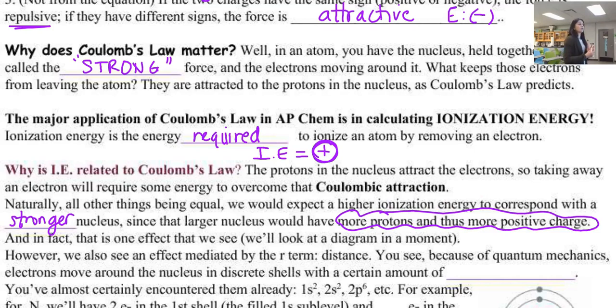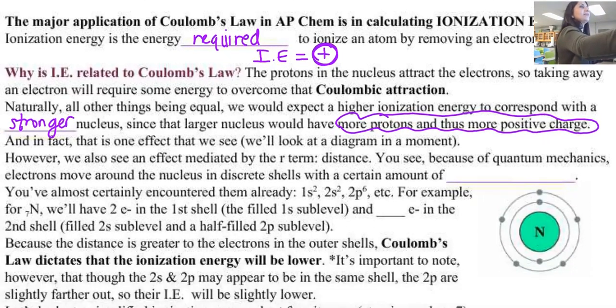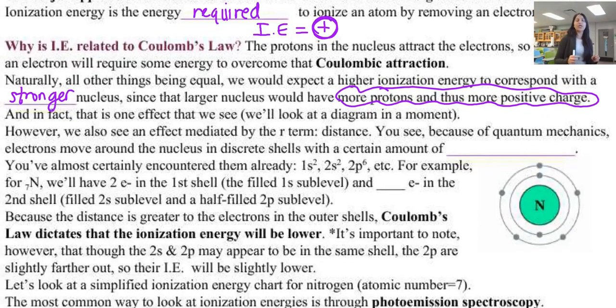In fact, that's one effect that we see. We'll look at a diagram in a moment. However, we'll also see an effect mediated by the r term, distance. What I need to tell you is that you always need to make sure that you look at your charges first. The charges are definitely going to take precedence when it comes to Coulomb's law. So you look at Q1 and Q2 when you're comparing two compounds, for example. If Q1 and Q2 are the same, then you need to look at the distance between them. In other words, you would look at the size of the atoms, okay? Otherwise, don't even look at the size. The charge is going to take precedence in this situation.